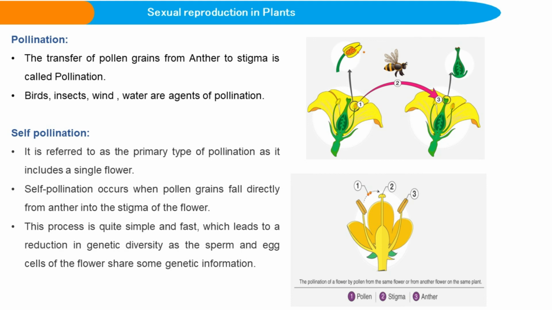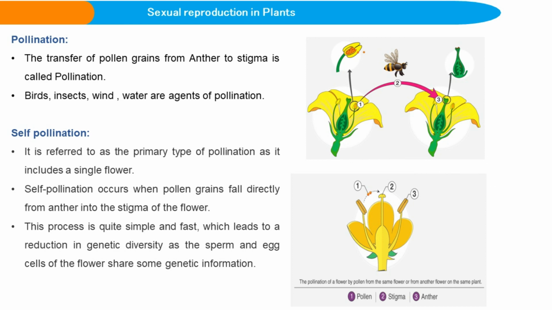Birds, wind, insects and water act as the agents of pollination. These are the agents that carry the pollen grains from one place to another, from one flower to another flower. And coming to the types of pollination, there are two types, that is self-pollination and cross-pollination. Let us learn about self-pollination.